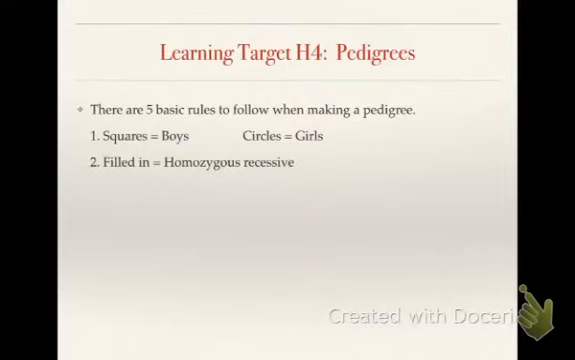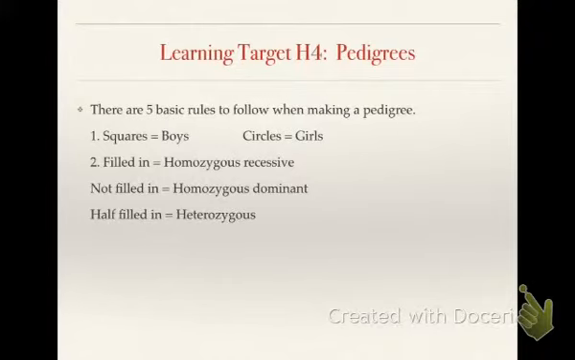If it's filled in, we call them homozygous recessive. If it's not filled in, it's homozygous dominant. Your only other option for genotypes is heterozygous. If filled in means homozygous recessive and not filled in is homozygous dominant, then if you half fill it in, you're heterozygous. You've got one of each allele.